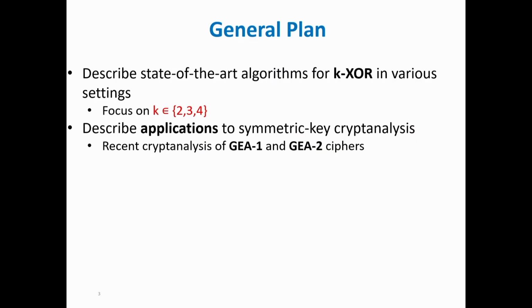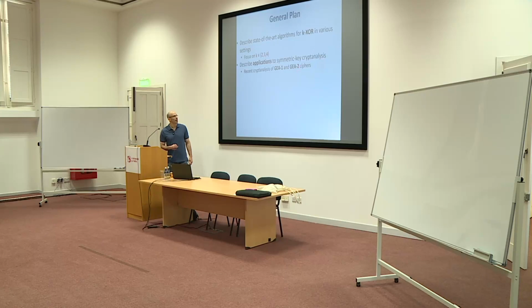Okay, and I'll describe applications to symmetric key cryptanalysis. I'll focus on very specific cryptosystems, which are two ciphers, GAA1 and GAA2. These are ciphers that have been used in the past in order to encrypt mobile data. I'll talk about it in detail in an hour or so. In general, these are ciphers that were widely used at least once. So I think it's very nice to see applications of these algorithms in cryptanalysis of ciphers that were used in practice. It's not obvious that you can just apply general algorithms to cryptanalysis of practical ciphers.